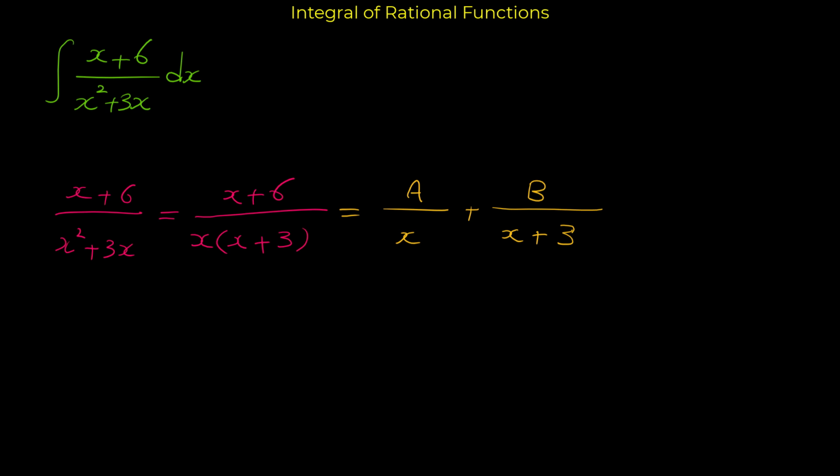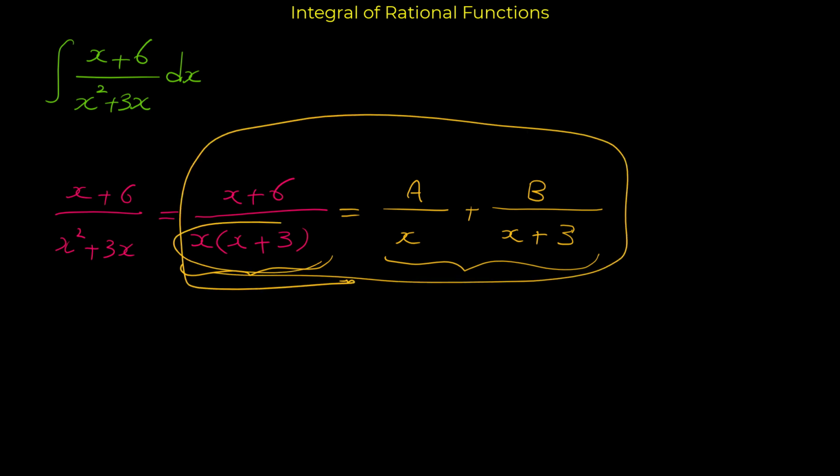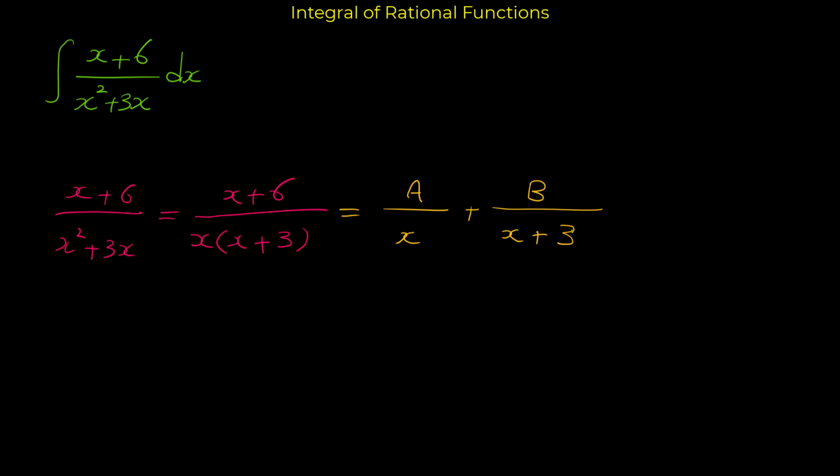If you are not familiar with how to write a rational function in terms of partial fractions, please watch my other videos in this regard. For finding values of A and B, we are going to multiply left side and the right side of this equation by this denominator. The reason that we do this is that we want to get rid of the denominator. So we are going to multiply left side and the right side by x times x plus 3.